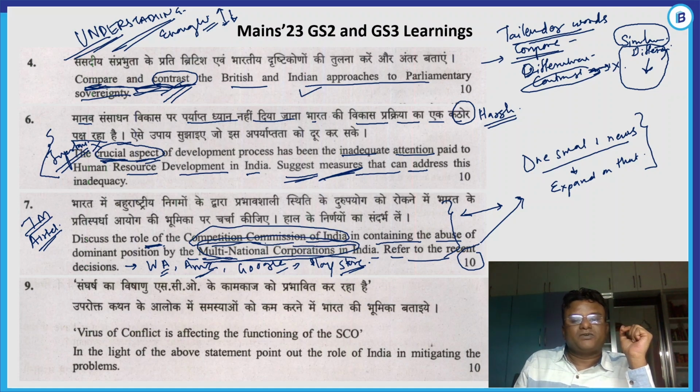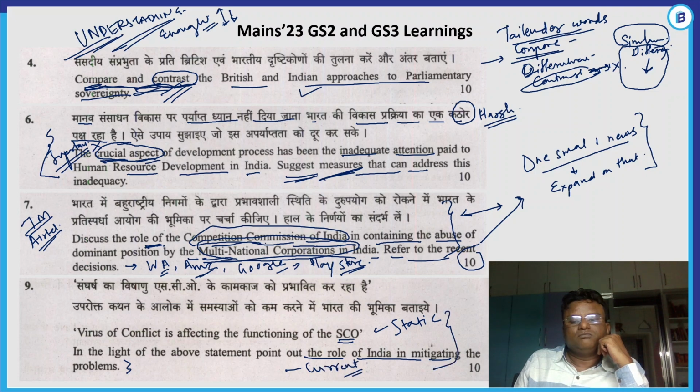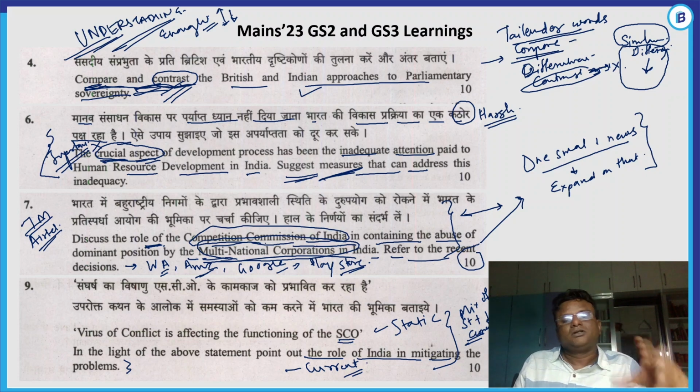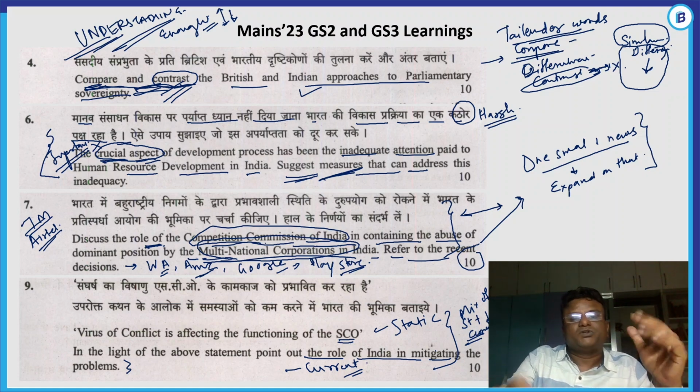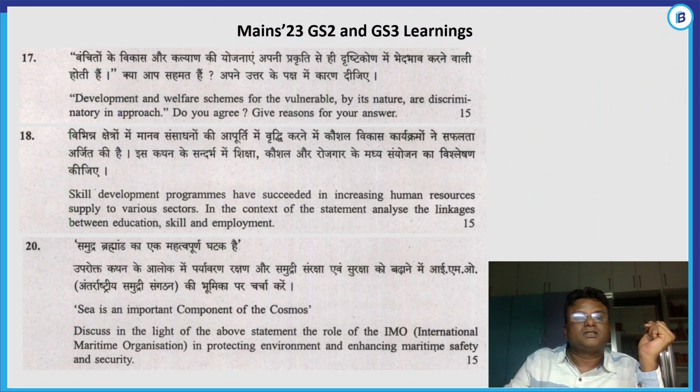Virus of conflict is affecting the functioning of SCO, Shanghai Cooperation Organization. In the light of the above statement, point out the role of India in mitigating the problems. Here, this is static, this is current. So, a mix of static and current. I think I don't have to tell you this, right? You can see many questions which are a mix of static and current. So that's why I just picked this one question, and we will discuss how to address that.